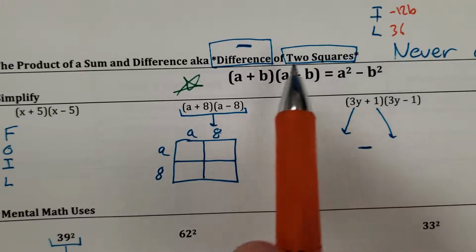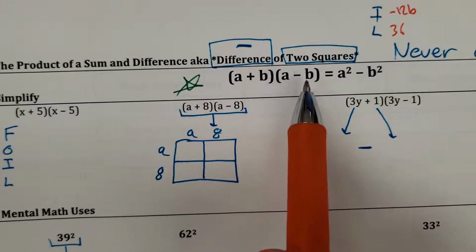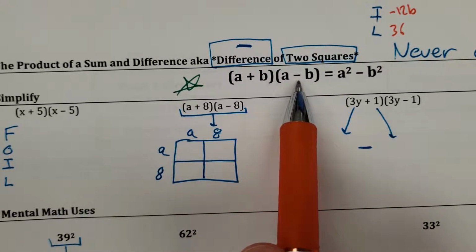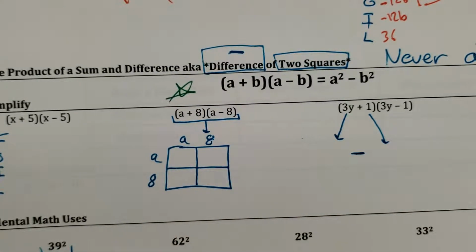Where does this pattern come from? It comes from when you take a binomial times a binomial where it's the same two pieces, but one's a plus and one's a minus. Again, difference. This one's different than this one, kind of, but they're the same two things. Oh my goodness, it's crazy.